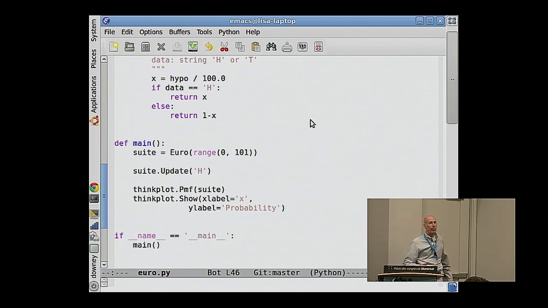you'll see that what it currently does is it creates the suite, and the prior probability is going to be uniform from 0 to 100. So I'm saying before I looked at the data, I had no idea what x was going to be, and I'm going to assume that any value from 0 to 100 is equally likely.